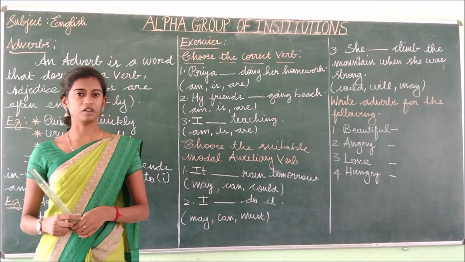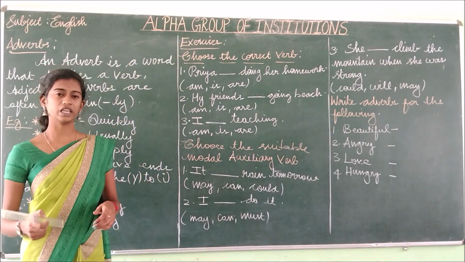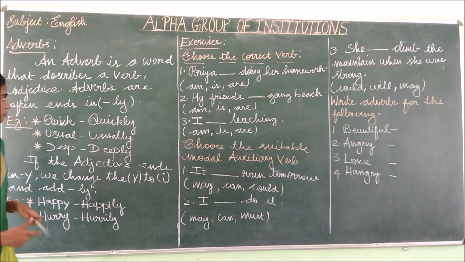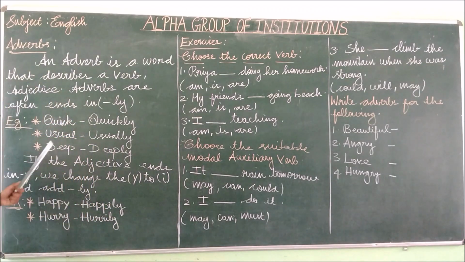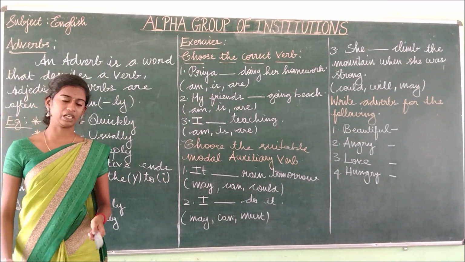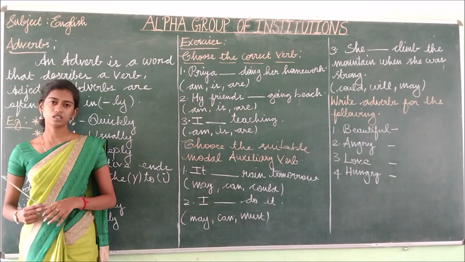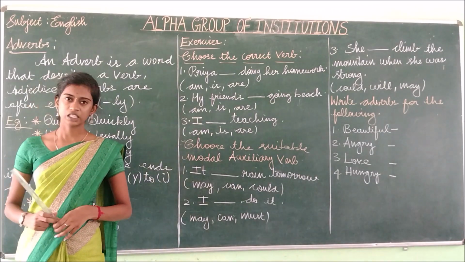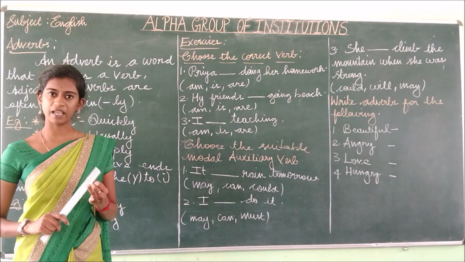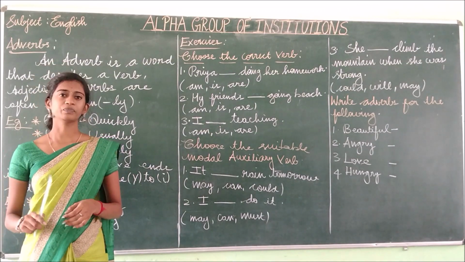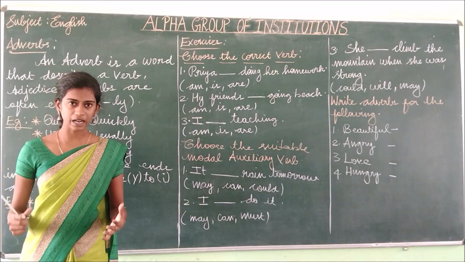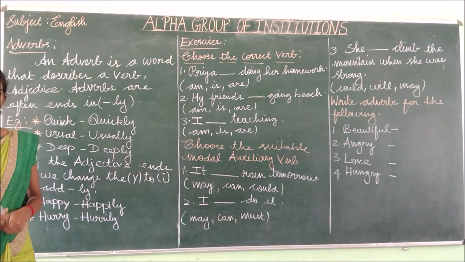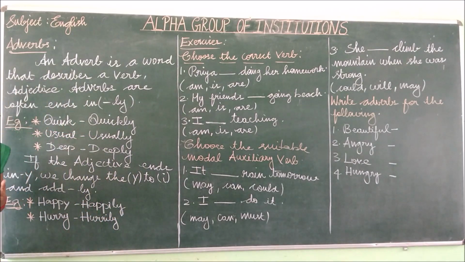So what is meant by verb? Verb means the action verb. So it describes the action verb and the adjective. An adjective is also known as a describing word. It describes the noun. So you already know what is meant by noun. A noun is the name of a person, place, thing or animal. So if a word describes the noun, it is known as an adjective.